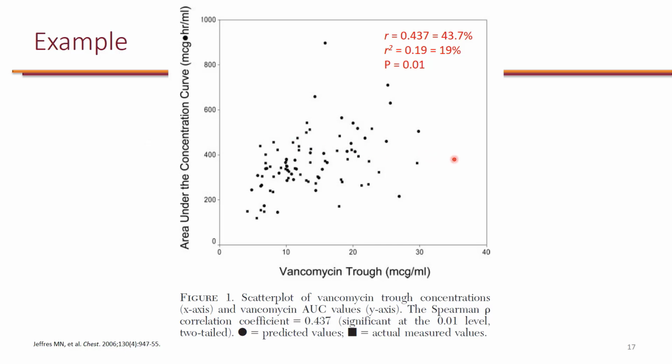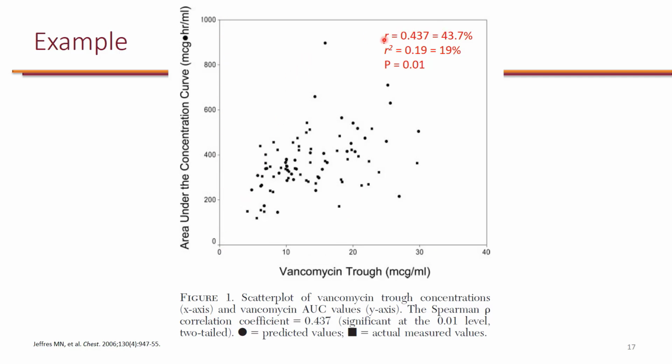And as you recall, we were interested in a value of 0.8 to call it a strong correlation. So this is not a strong correlation. In fact, it's worse than a coin flip. So it's not even 50%. Now, if you look at the p-value, you can see that while the correlation is not strong, it is statistically significant. So you can say that there is a significant, and by significant we mean statistically significant, correlation between the trough and AUC of vancomycin.